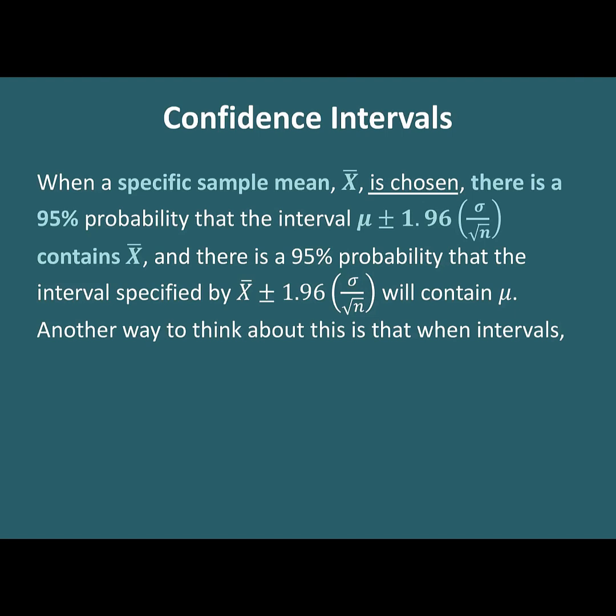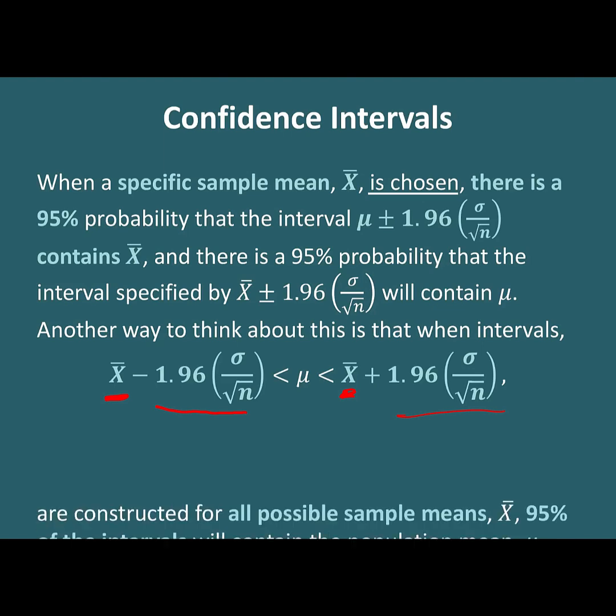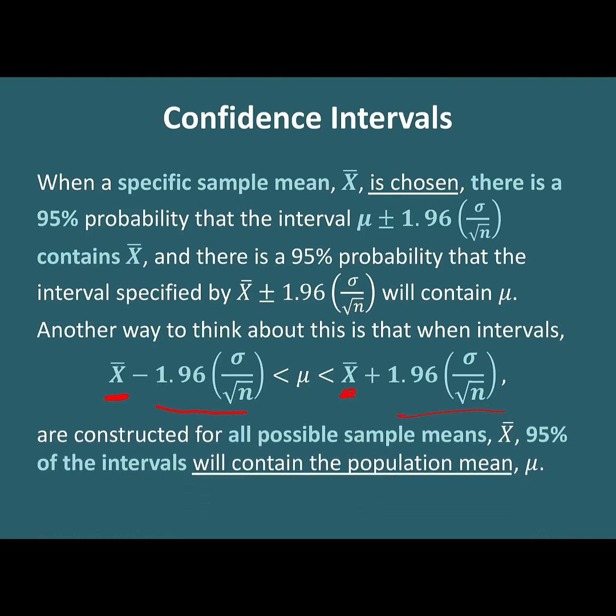When a specific sample mean x bar is chosen, there is a 95% probability that the interval mu plus or minus 1.96 times sigma divided by the square root of n contains x bar, and there is a 95% probability that the interval specified by x bar plus or minus 1.96 times sigma divided by the square root of n will contain mu. Another way to think about this is the following interval. Notice how mu is in the middle of this compound inequality. On the left-hand side, we're taking the sample mean and subtracting 1.96 times sigma divided by the square root of n. And on the right-hand side, we're taking the sample mean plus 1.96 times sigma divided by the square root of n. These are constructed for all possible sample means x bar, and 95% of the intervals will contain the population mean mu.